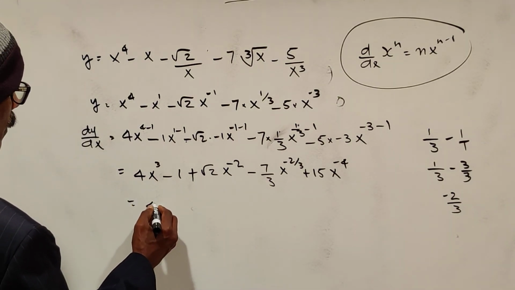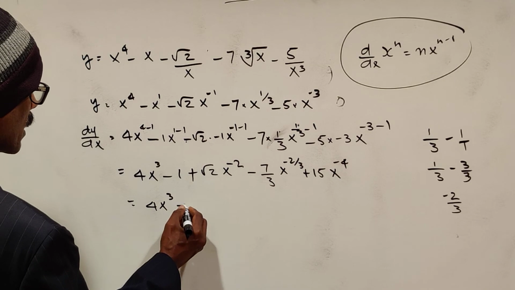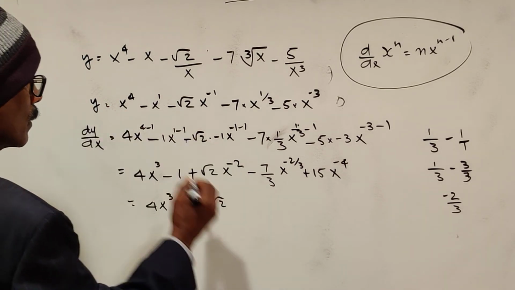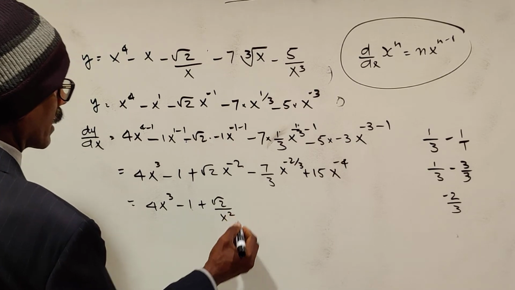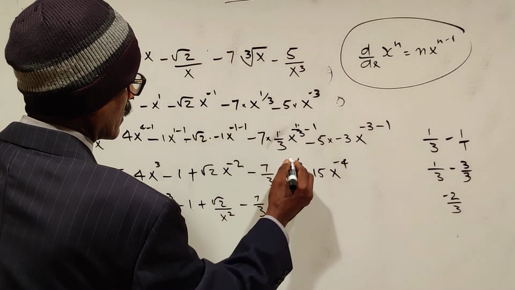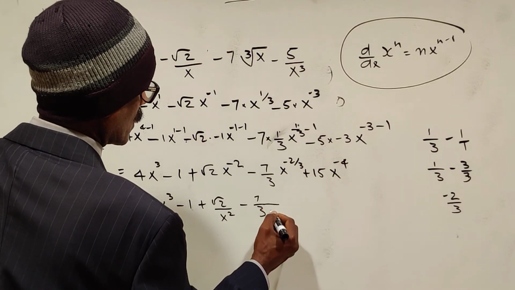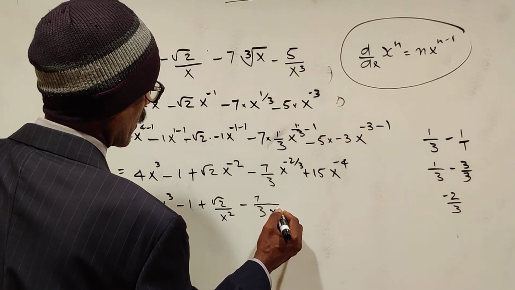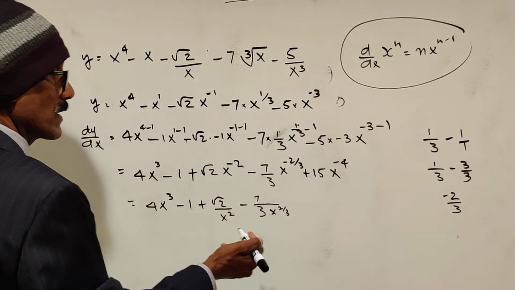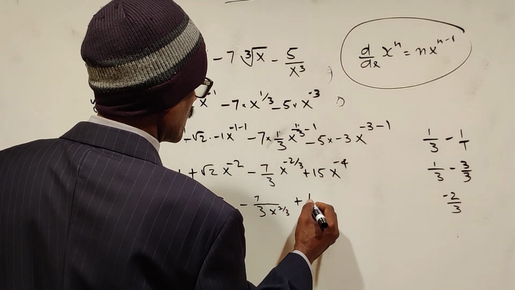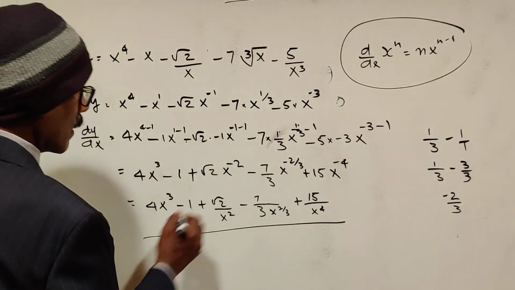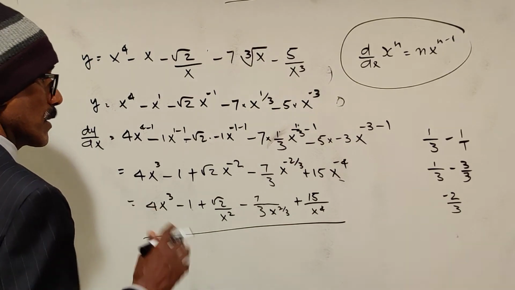See, like 4x to the power 3 minus 1, plus root 2 divided by x square, because x to the power minus 2 is 1 divided by x square. Okay. Then minus 7 by 3 times x to the power 2 by 3 in the denominator, because the power is negative. Plus 15 by x to the power 4. Or you can write it like this, no problem. Okay.